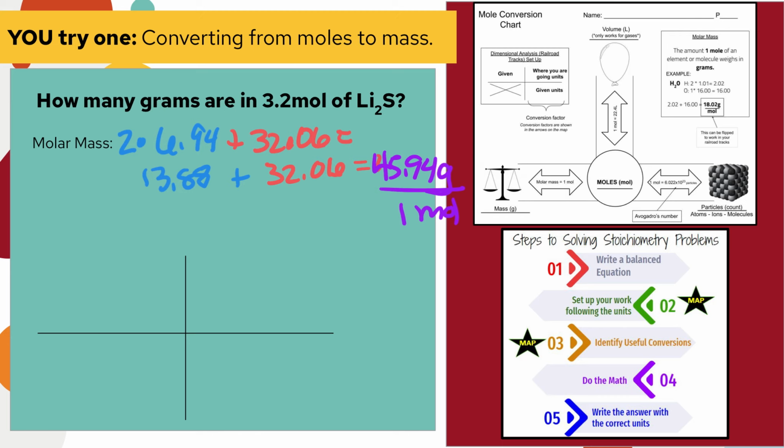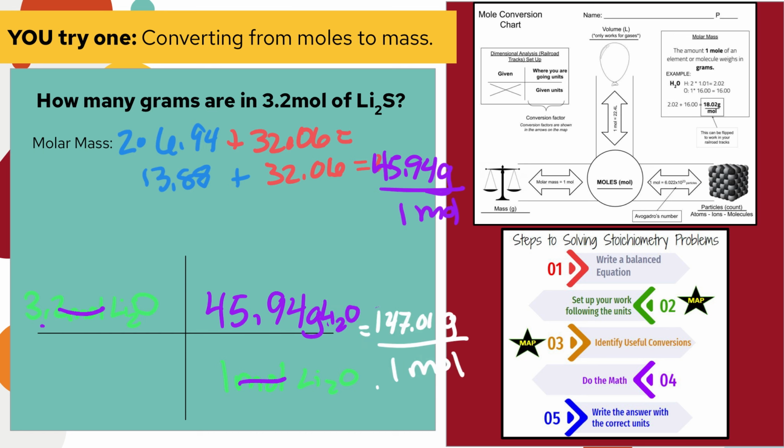So then I set up my railroad tracks. My railroad tracks should look like this, where what I'm given is on the far left, and then on the bottom, my 1 mole of lithium sulfide is on the bottom, because I want my moles to cancel. And when I calculate those values, so now I need to do 3.2 times 45.94. And my answer is 147.011 grams.